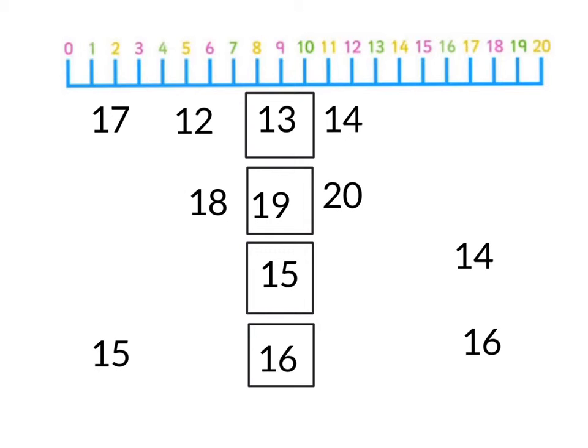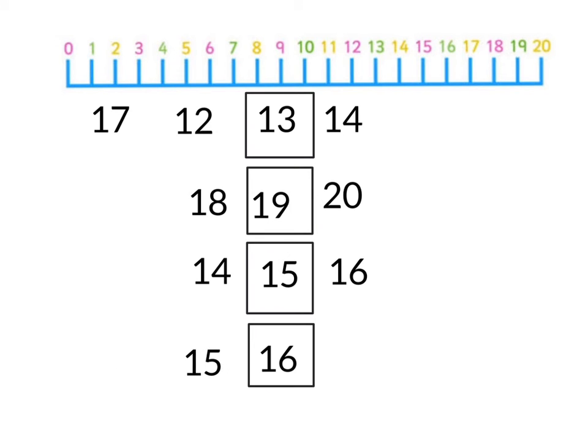15. Here's 15 on my number line. The number before 15 is 14. And the number after 15 is 16. Now let's look at 16. Here it is on the number line. The number before is 15. And the number after is 17.